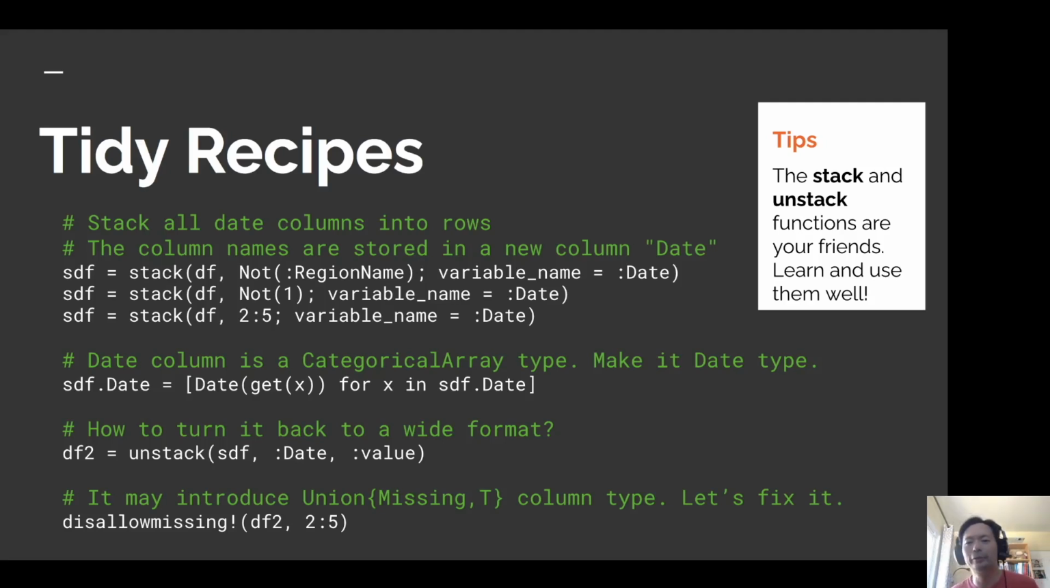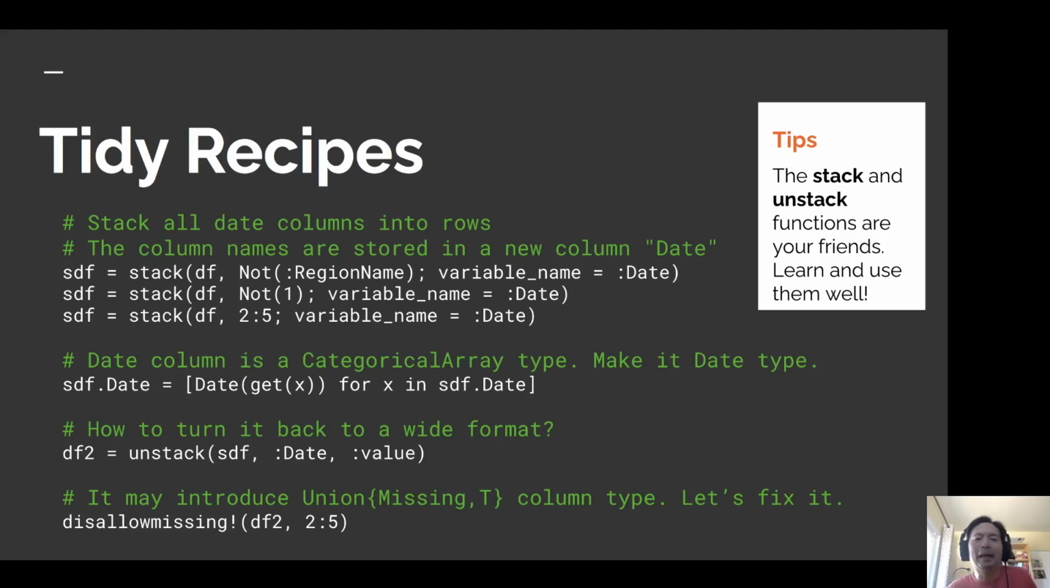So a quick way to turn that categorical array into a regular date array is to do a simple comprehension over here. This step, you may need to do some of the time, but not all of the time, and it depends on how you're going to use the date column later on. I had to use the date column for plotting later on, and currently the plotting packages don't really deal with categorical arrays very well. They don't handle them very well. So that's why I want to do this conversion and make it a date type.